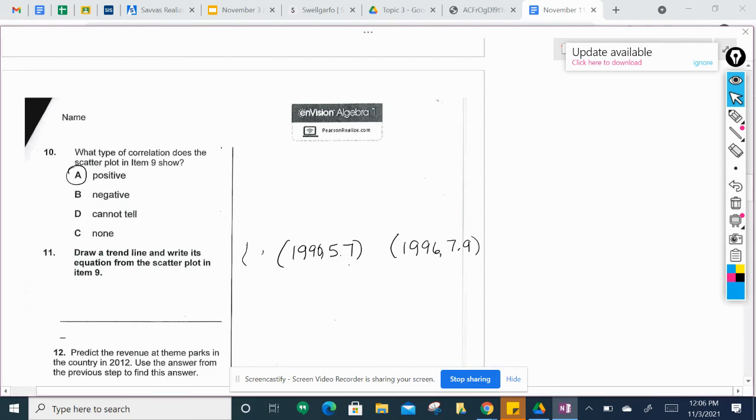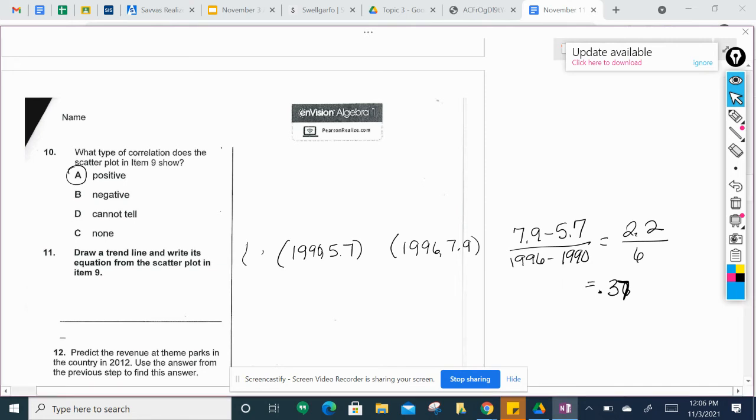All right, so the first thing I do is find my slope by taking 7.9 minus 5.7, y minus y, over x minus x, 1996 minus 1990. And in this case, I have 7.9 minus 5.7, and I get an answer of 2.2. And then 1996 minus 1990, and I get an answer of 6. And so when I take 2.2 divided by 6, I get a slope of 0.36 repeating, so I'm going to say 0.37. Now again, even the answer key that I've posted, I have a little bit of a different slope, and that's just because I drew a little bit of a different trend line, and that's okay.